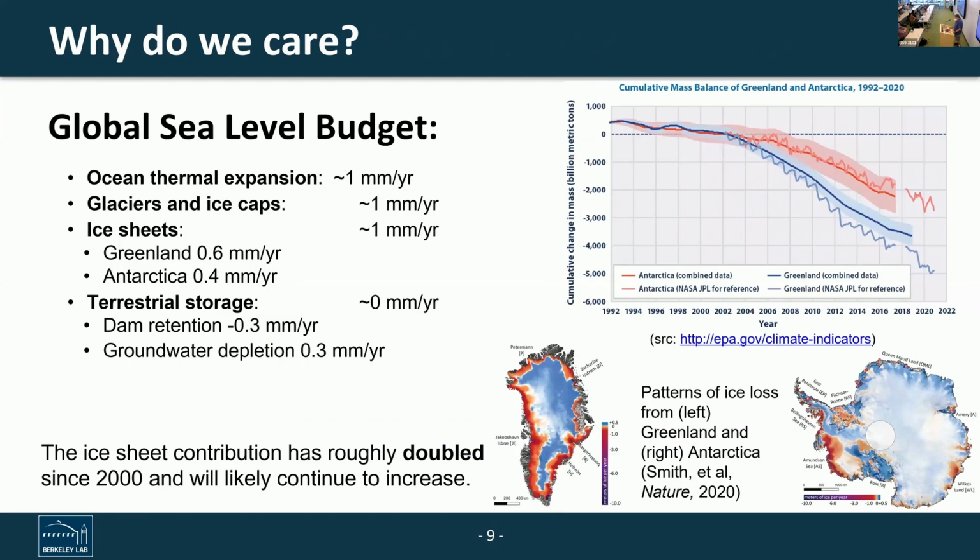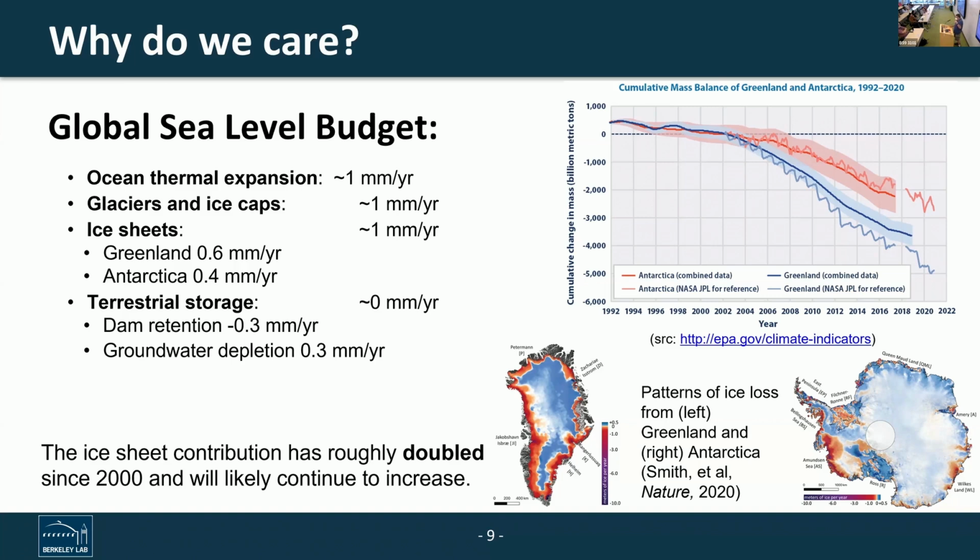And why do we care? I don't need to go into this much. Sea levels are rising. And in the sea level budget, about a third is due to the fact that the oceans are expanding as they warm. Things warm up, they expand. About a third is coming from the small glaciers and ice caps throughout the world. And about a third right now is coming from the ice sheets, Greenland and Antarctica.